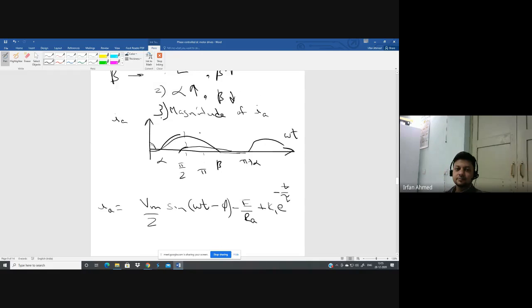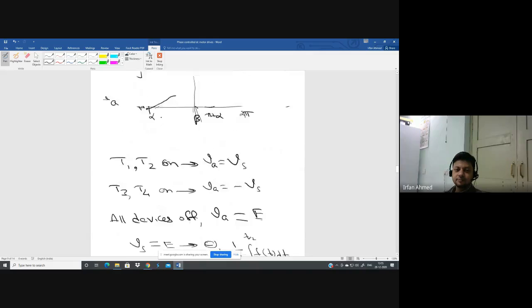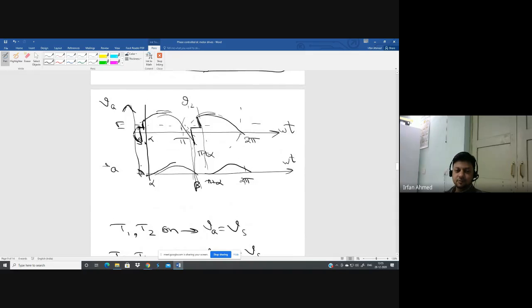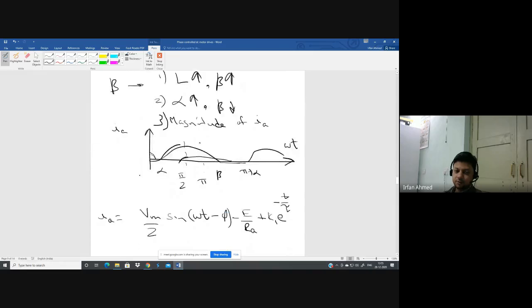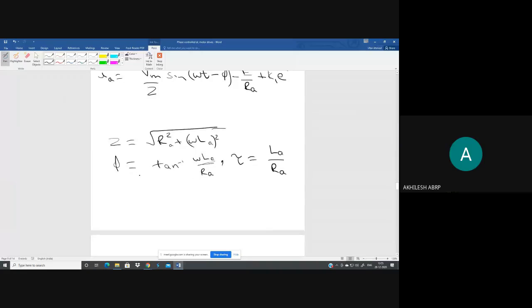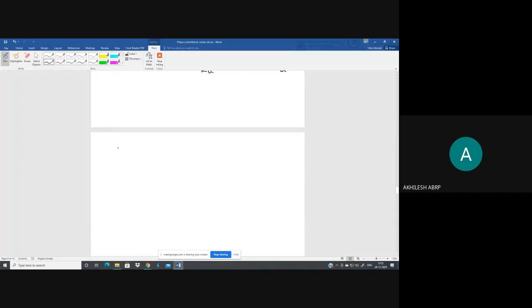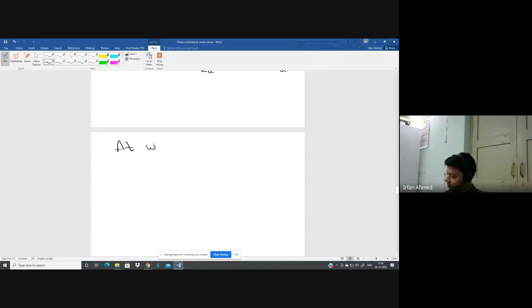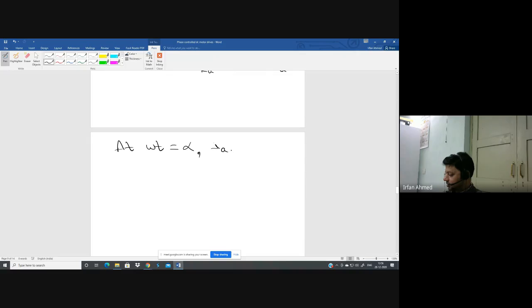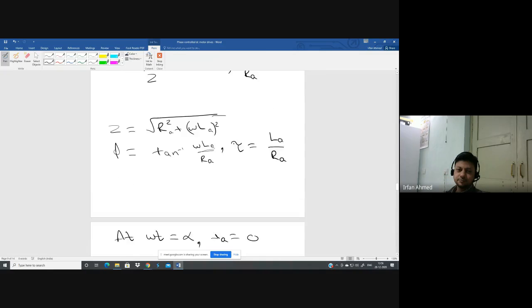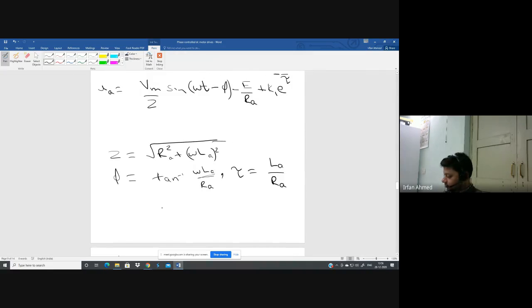This current is there. At t equal to 0, armature current is not 0. So we cannot use t is equal to 0. We have to use, what do we have to use? Armature current equals to 0 at beta. How will we use beta? Then two unknowns will come in it. We have to use omega t equal to alpha. IA is equal to 0.